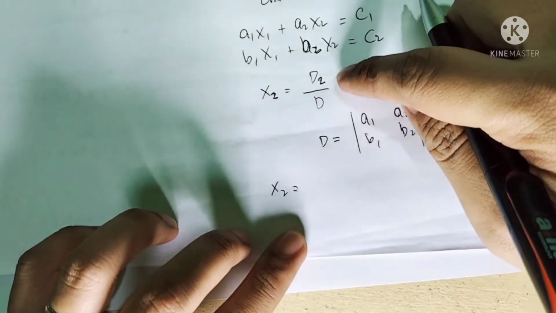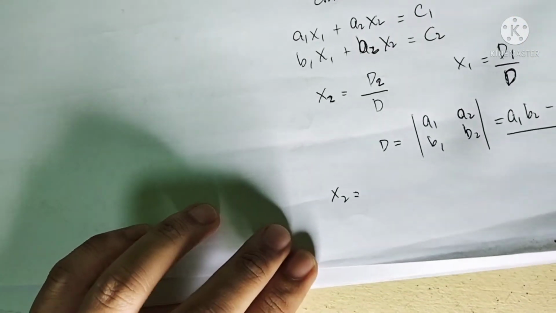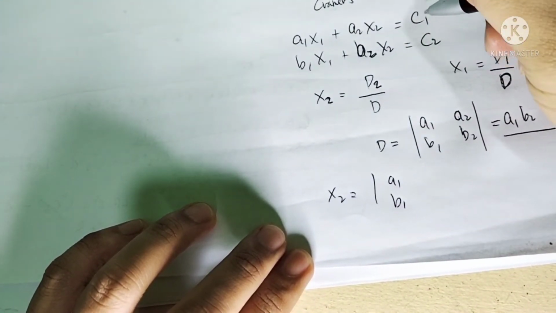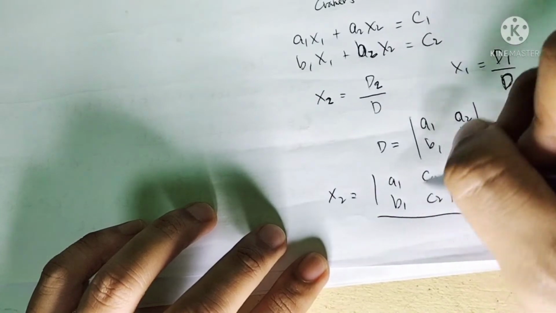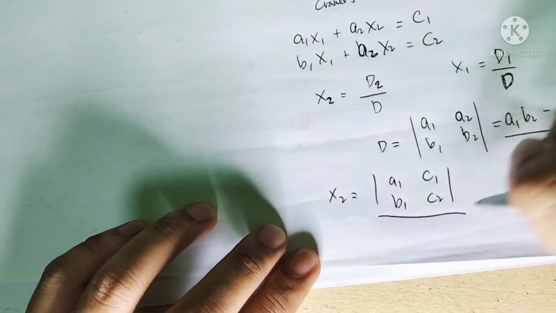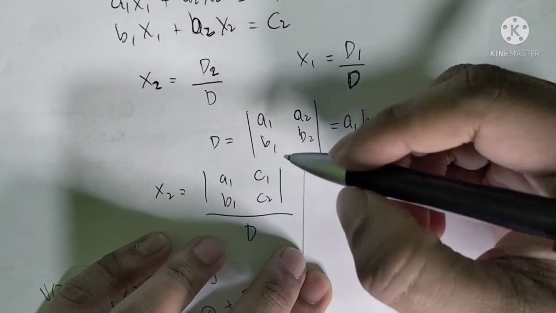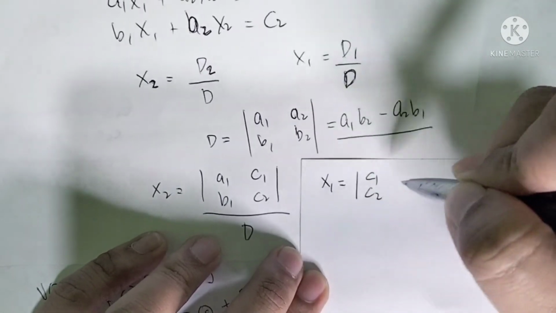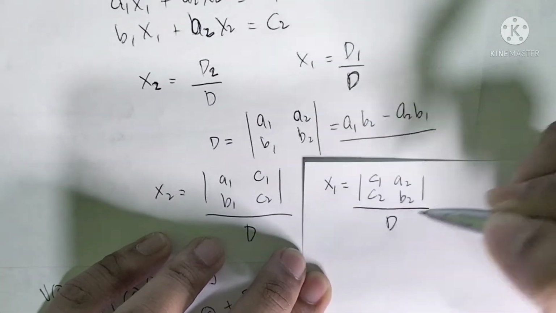To solve for x sub 2, to find d sub 2, you just get the coefficient of the x sub 1. Therefore, a sub 1, b sub 1, and then the constants, divided by this one, the d. Then to find x sub 1, this will be c sub 1, c sub 2, a sub 2, b sub 2 divided by d.